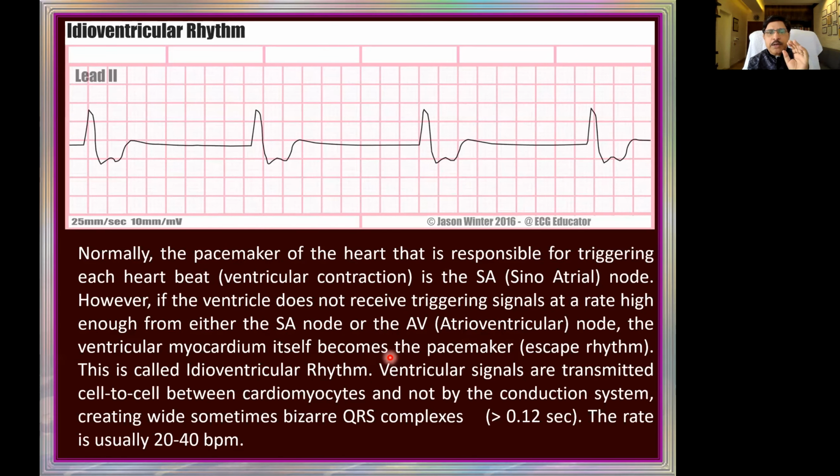The ventricular myocardium itself becomes the pacemaker. That is, the ventricles escape the impulse from the atria. This is called the ventricular escape rhythm, also called the idioventricular rhythm. Ventricular signals are transmitted cell to cell, not through the Purkinje system, because they did not come through the bundle, but through the myocytes. So much so, the conduction system is not used. There is a bizarre wide QRS. Rate is usually around 30 to 40 or 20 to 40. This is a candidate who must get a pacing.